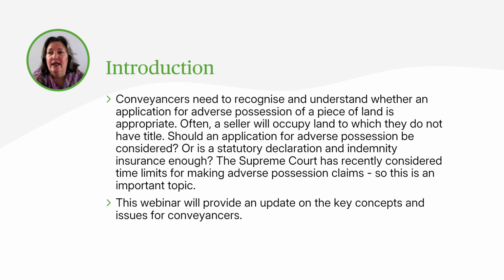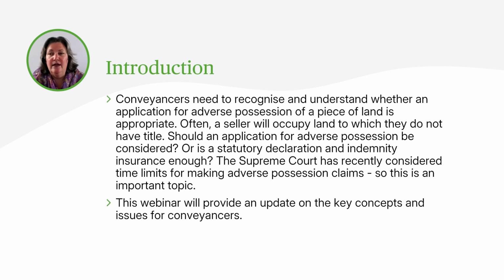As we often see, a seller will occupy land to which they do not have title. And really my starting point is, well, should an application for adverse possession be considered, or actually is a statutory declaration or statement of truth plus indemnity insurance enough? The Supreme Court has recently considered a case regarding the time limits for making an adverse possession claim. So it is an important topic for us.